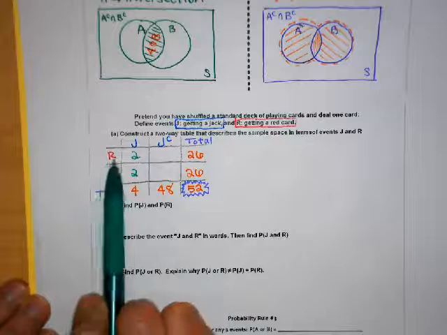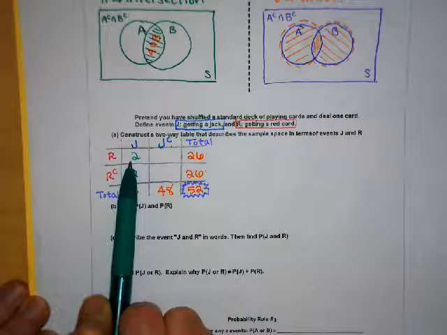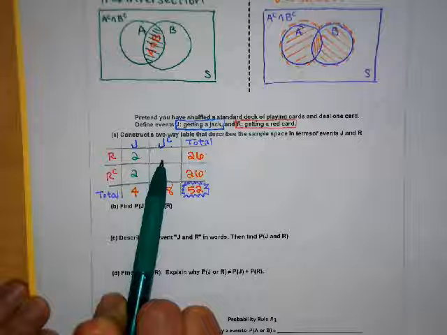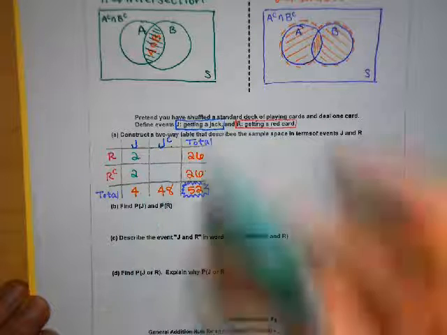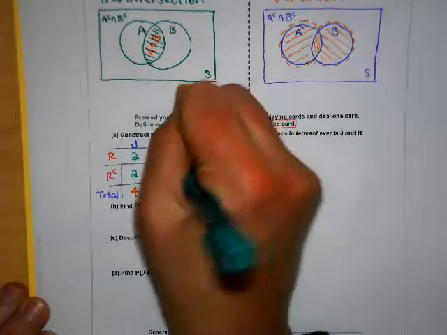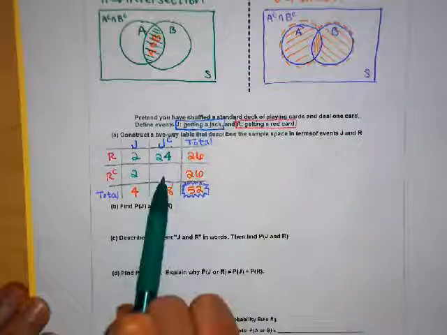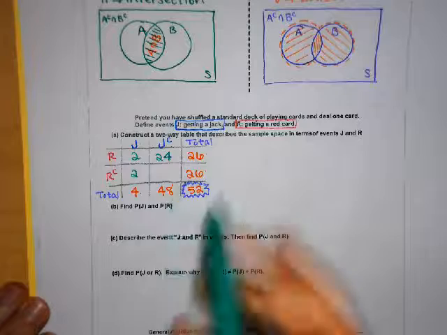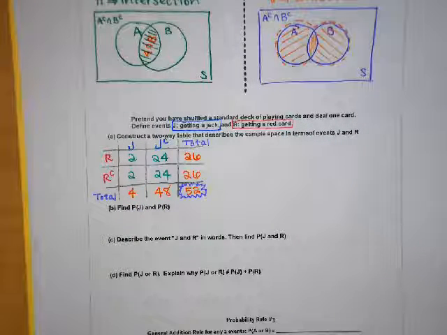How many of my red cards, there are 26 of them, 2 of them are jacks, so how many are not jacks? 24. Thanks. And how many non-red, non-jack cards do I have? 24. And we filled in our table. Now we're going to use that table to answer some probability questions.